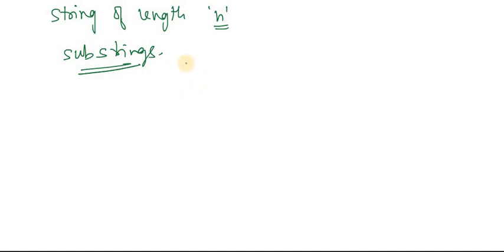Okay, now let us try to see this. Suppose that we have a string of length n, alpha 1, alpha 2, alpha 3 up till alpha n. Okay, this is one string. So in this string, we can make substring of length 0. How many substrings of length 0? We can make only one, that is epsilon.